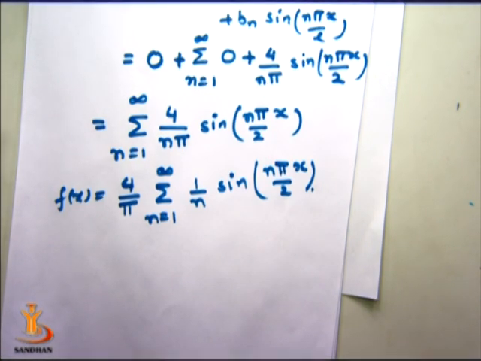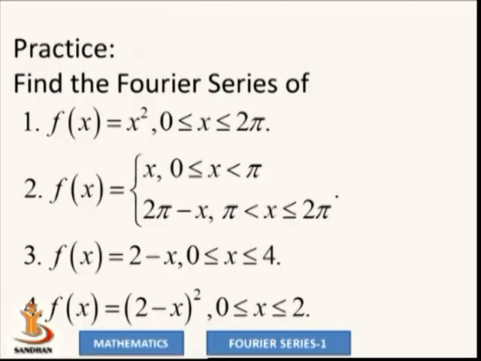In this example, we get a0 is 0 and an is 0, but bn is not 0. If all three coefficients were 0, we could not find our Fourier series, as the function would be zero. So in a slide, this is our fourth example, where the limit is from 0 to 2 pi, 0 to 2, or 0 to 4.